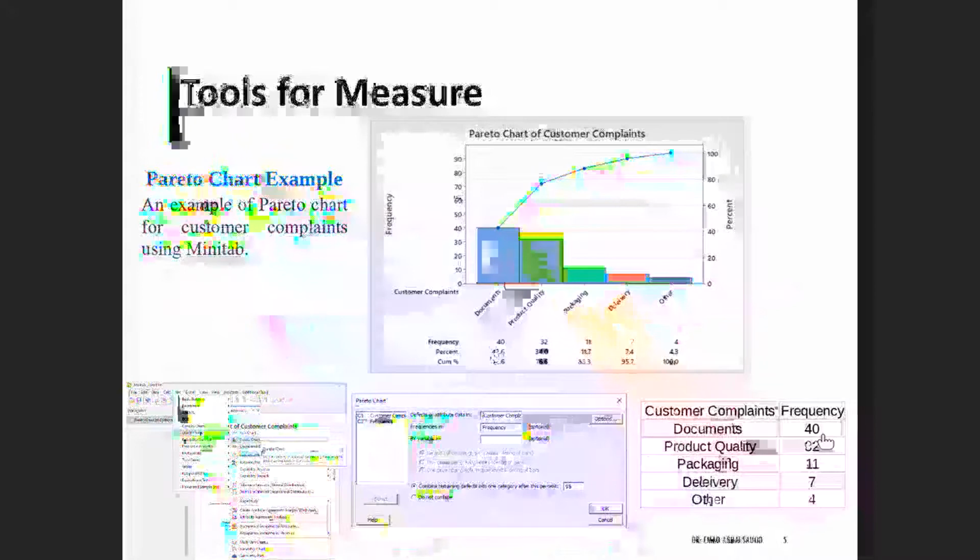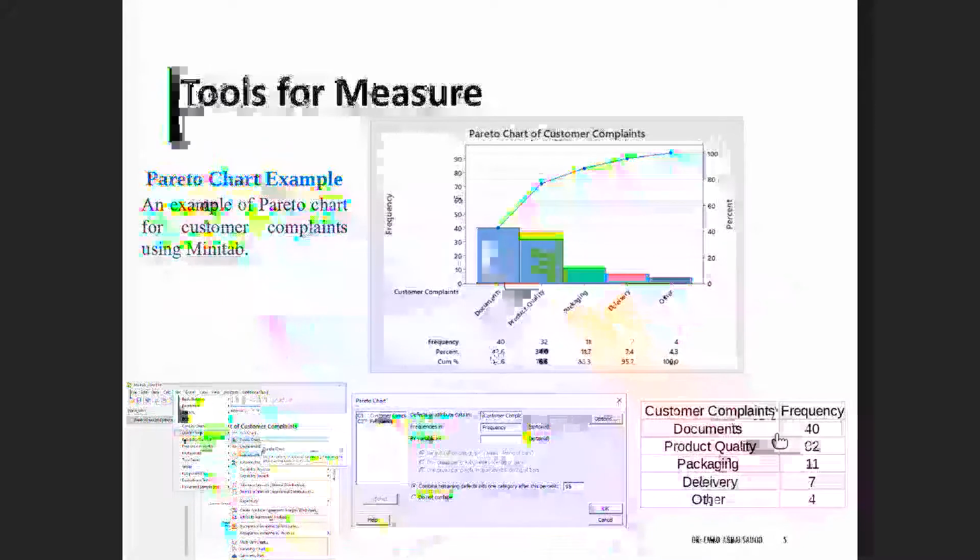The Pareto is assuming that when you resolve the 20% of the causes, it will resolve 80%, but it doesn't have to be exactly 80%. It could be less or more. There is a variation, depending on how many categories you have, how many frequencies appeared for each one of the categories, and the variation between the frequency in each category.